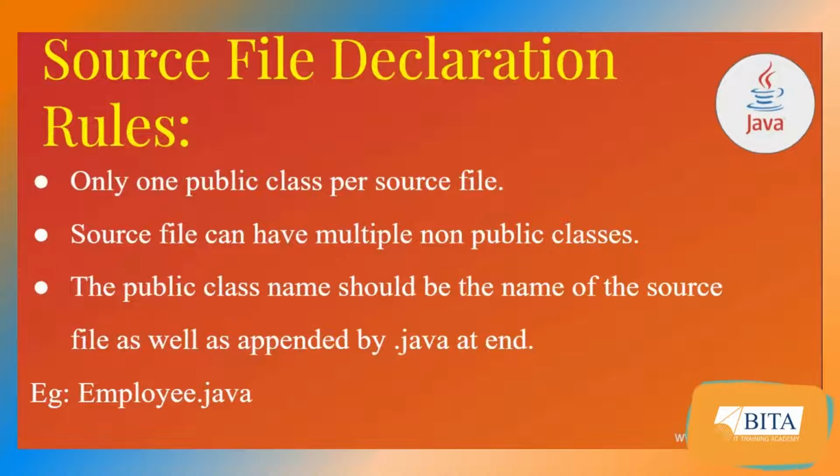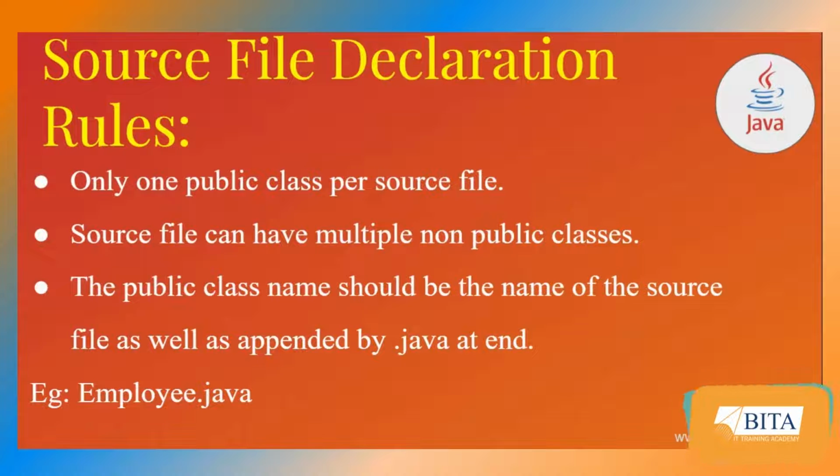Now here we will be seeing the source file declaration rules. Only one public class is allowed per source file. The source file can have multiple non-public classes. And the main thing is the public class name should be the name of the source file, and .java is appended at the end.